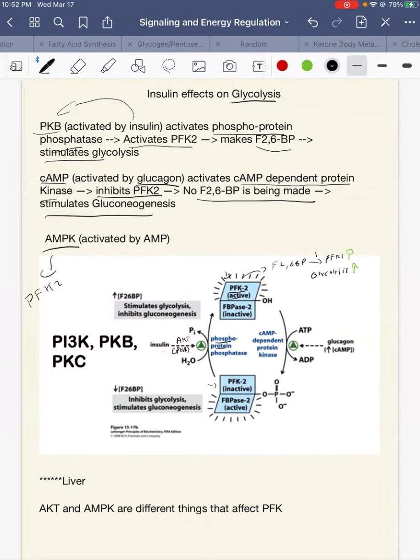And that's why it's important to distinguish between AMPK and the pathways in insulin and glucagon. Okay? And that's why I put that this happens in the liver, because it also depends on the tissue that you're in. This is talking about the liver. When we talk about AMPK, it's usually in other tissues as well. AKT and AMPK are different things that affect PFK. So I mentioned that AMPK and PKB are different things that eventually affect the mechanism of PFK.